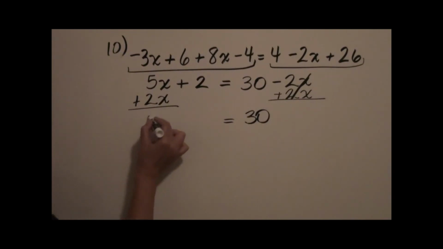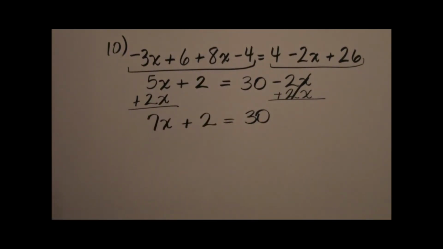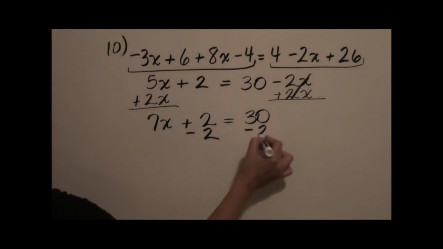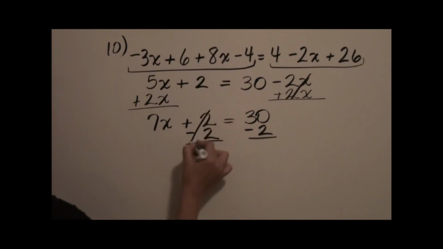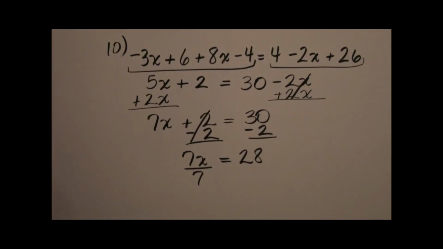5x plus 2x gives me 7x. I still have a plus 2 on the left side. It's a positive 2, so I subtract 2. And I get 7x equals 30 minus 2 is 28. Last step, we're always trying to end up with 1x, so 7x divided by 7 gives me 1x. 28 divided by 7 gives me 4. So my solution is 4.